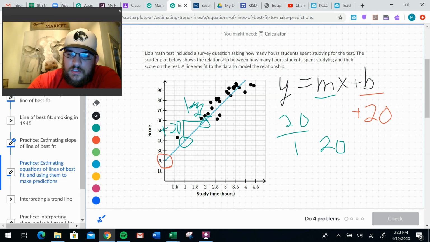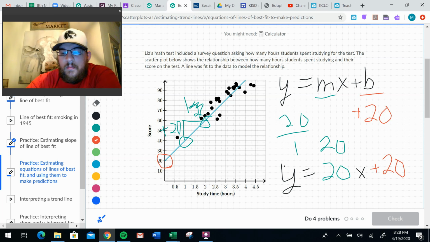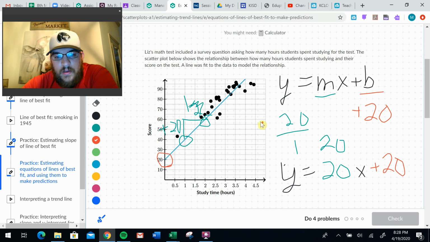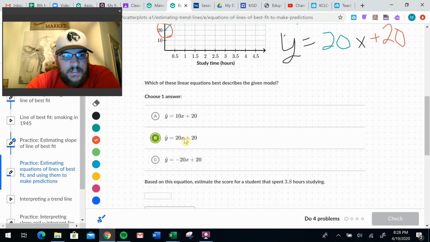So my equation should look something like this. Y equals, instead of m, we're going to put 20 because that's what we got for our slope, 20x. And then my y-intercept was also 20. So my equation should look something like this. Y equals 20x plus 20. So let's go down, see if that's one of our answer choices. And look, there it is.